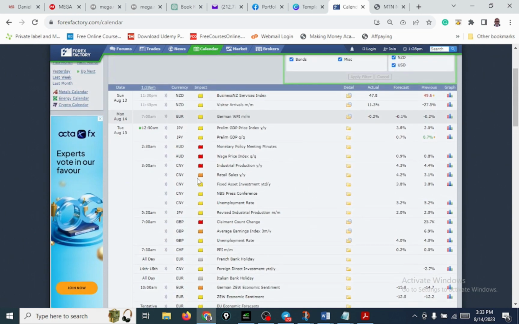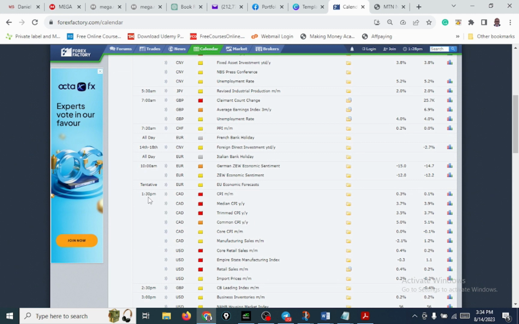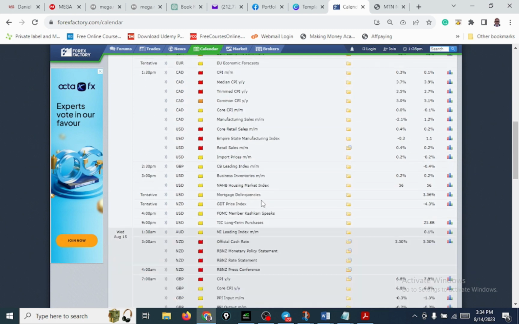You see that the Aussie dollar news has passed, this Tuesday. Now let's look at what is going to happen tomorrow. Tomorrow at 7 a.m. Great British time, that's the open of the London session, there's the claimant count change from the UK. This is high impact news. Those of us who are going to be opening trades at the open of the London session, be careful of this news. The other one you have to look at is the Canadian dollar at 1:30 p.m. The consumer price index is a very powerful high impact news. So anybody trading the Canadian dollar pairs should be careful here.